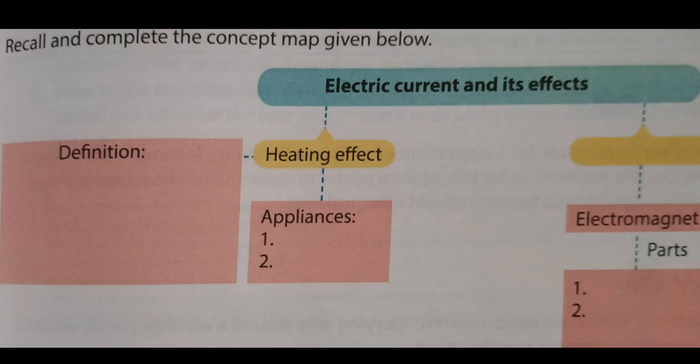Now, page number 209. Let's recall and complete the concept map. Electric current and its effect. There are two effects. One is heating effect, already written. And the other, which is to be written, is magnetic effect.